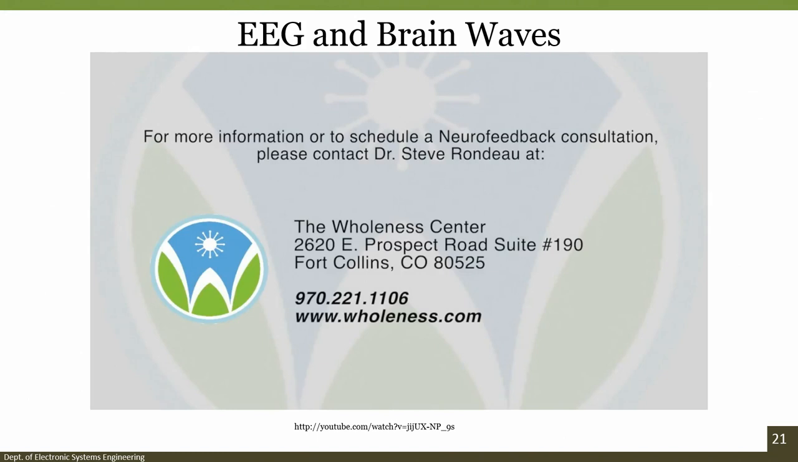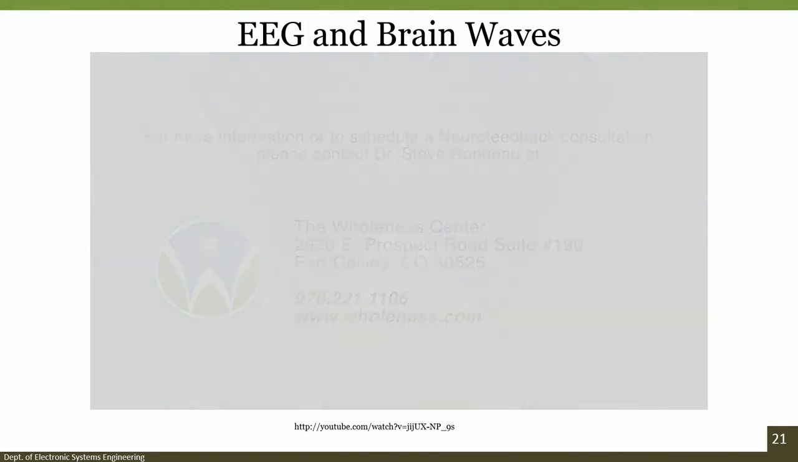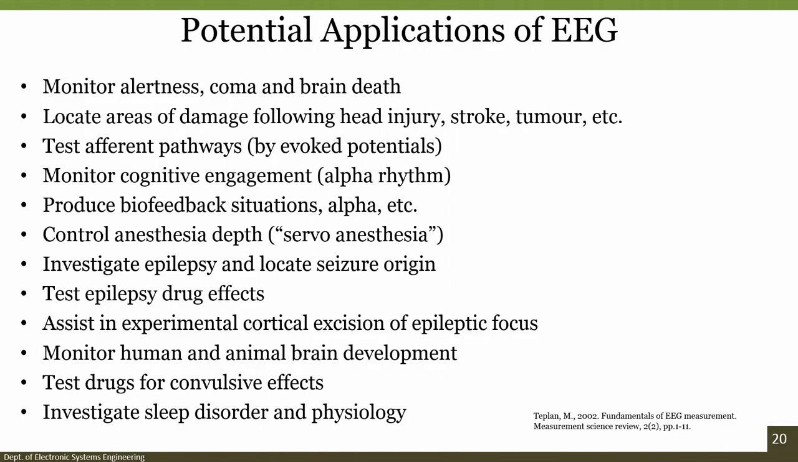Okay. So what you have seen is three videos, which show how the EEG and the brain waves are related. Now let us first understand the potential applications of EEG before we go to the next slide. The most important applications of EEG are that it monitors alertness, coma, brain death, and locates areas of damage following head injury, stroke or tumor. It is used to test afferent pathways by evoked potentials.